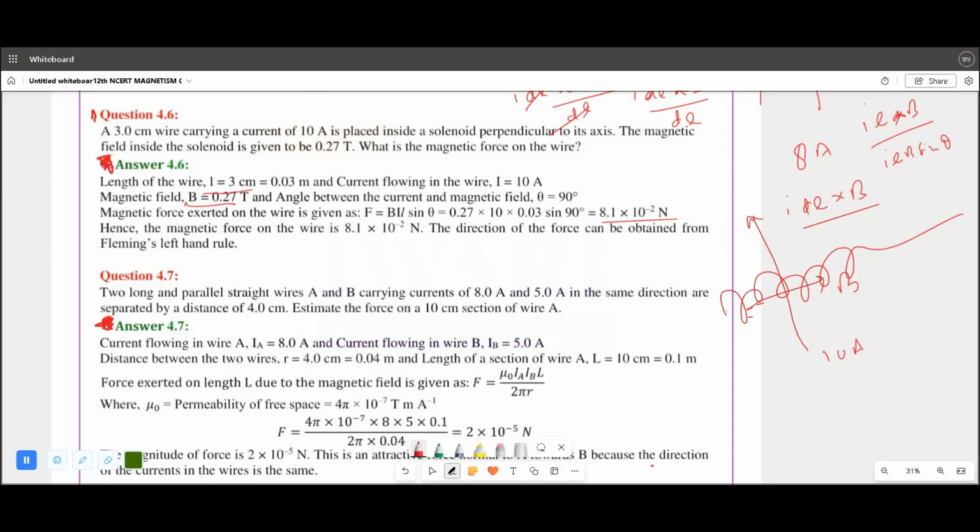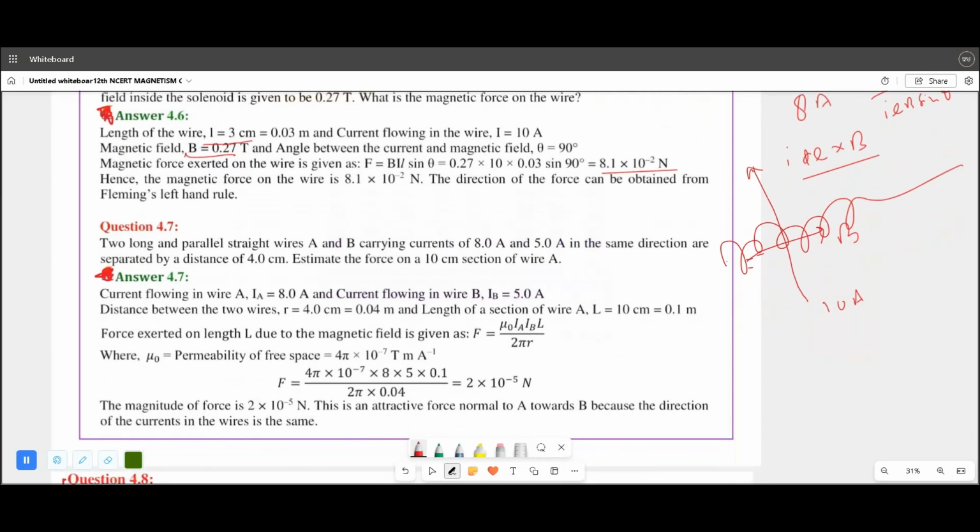4.7 पे आ जाइए. कितने इजी क्वेश्चन हैं, बहुत ही इजी. आई विश आपके एग्जाम में भी ऐसे क्वेश्चन आएं, फिर कोई प्रॉब्लम ही नहीं है ना.